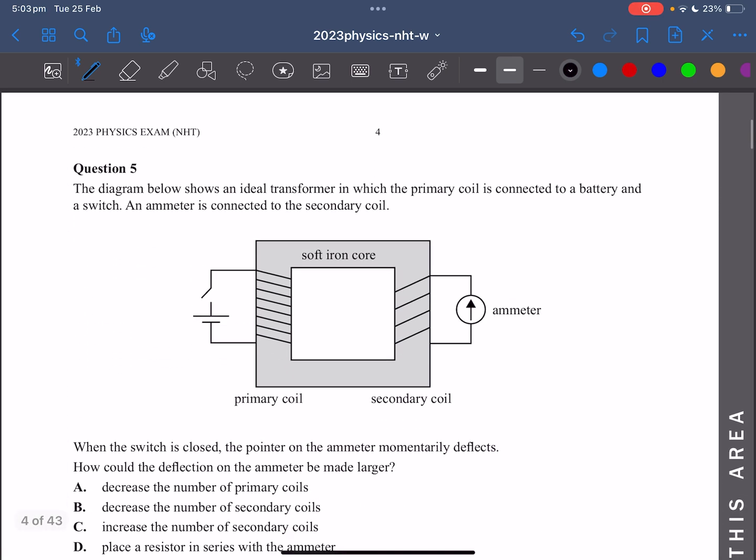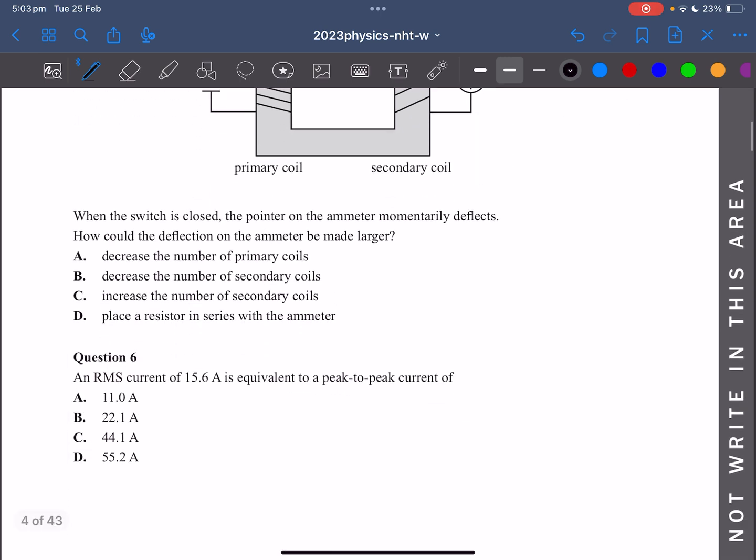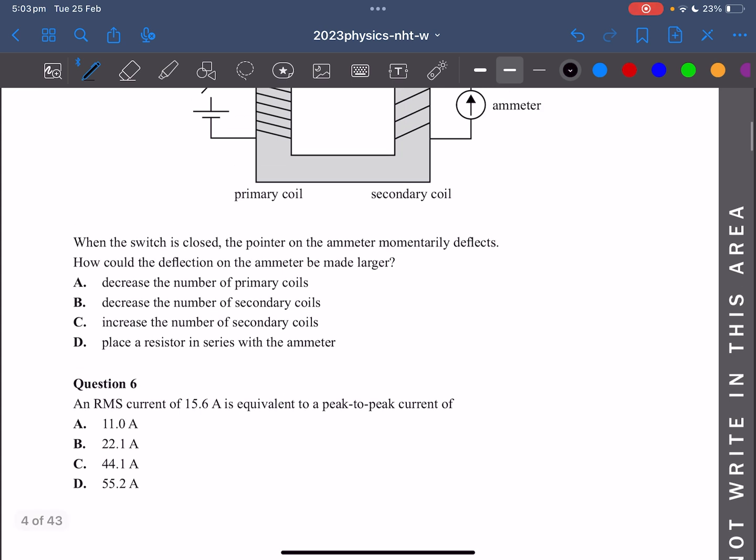Alright, so question number 5. The diagram below shows an ideal transformer in which the primary coil is connected to a battery and a switch, and an ammeter is connected to the secondary coil. When the switch is closed, the pointer on the ammeter momentarily deflects. How could the deflection on the ammeter be made larger? That means how can we increase the current, essentially, is what they're asking.